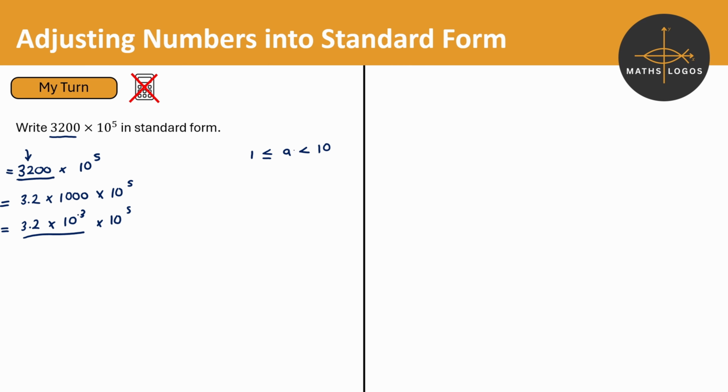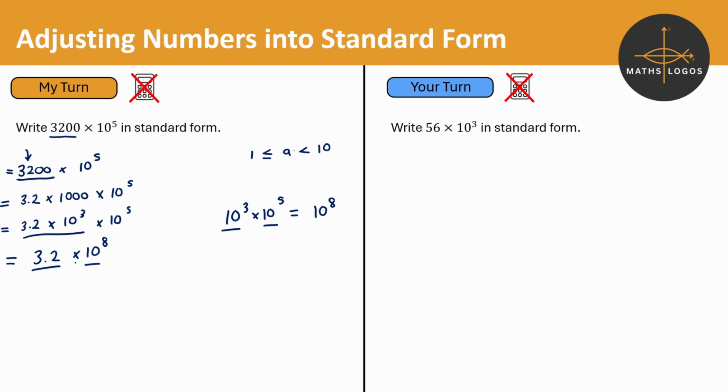The last thing I have to do is to collect my powers of 10 together. So here I have 10 to the power of 3 multiplied by 10 to the power of 5. And when we're multiplying powers that have the same base, then we add the indices. So 10 to the power of 3 multiplied by 10 to the power of 5 is 10 to the power of 8. So my final answer to this is 3.2 multiplied by 10 to the power of 8. And that is now in standard form because this number is less than 10, and we've got a power of 10, and we're all good to go. Pause the video and give this question a go.